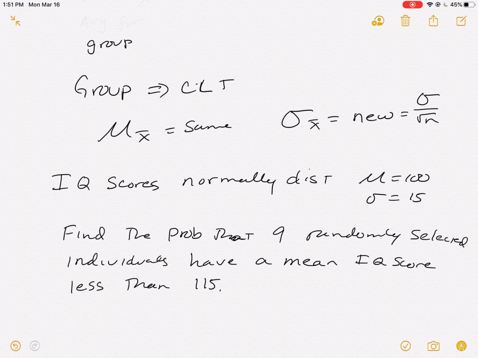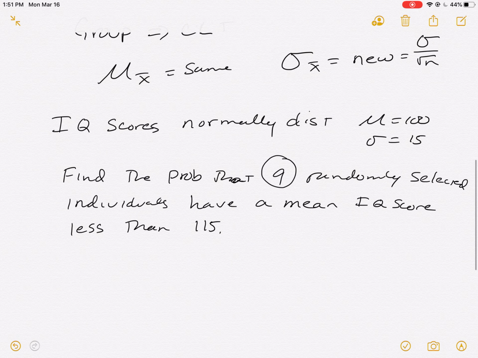Okay. And so that's what we're going to be looking at. Now notice what we have. We have a group. We have 9 randomly selected individuals that have a mean IQ score. We want them to have a mean IQ score of less than 115. That doesn't mean everybody has to be less than 115. It's just that they balance out to be less than that.